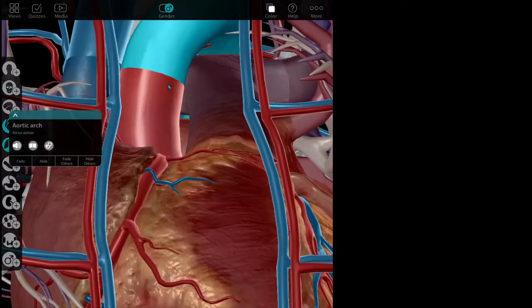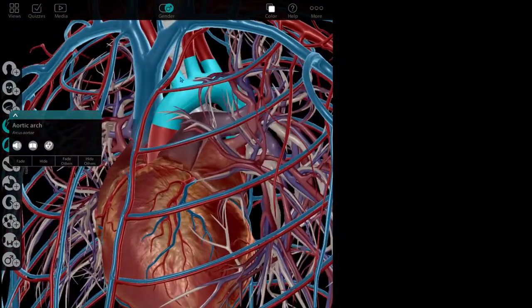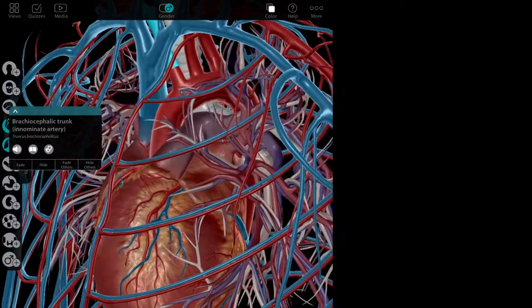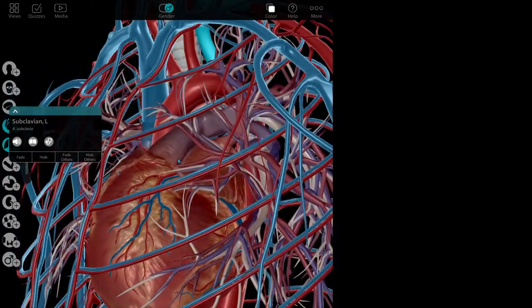So this is now your aorta base. Then you have the arch of the aorta. The first branch here is the right brachiocephalic. Then you have the left common carotid, then the left subclavian. This is the arch of the aorta.